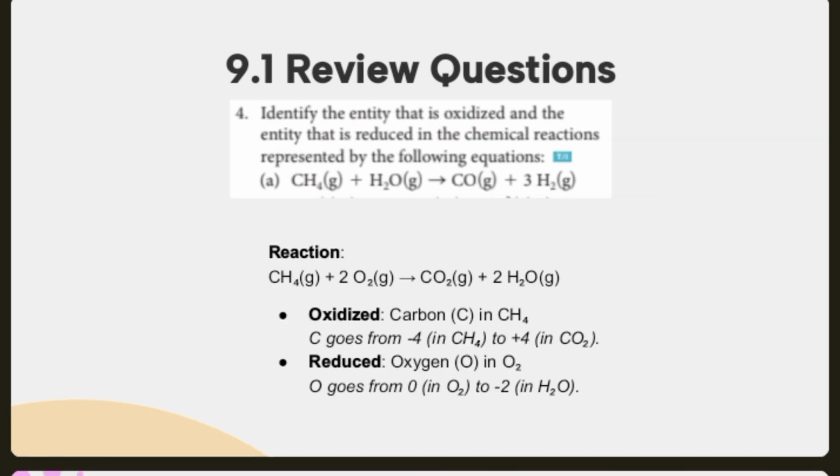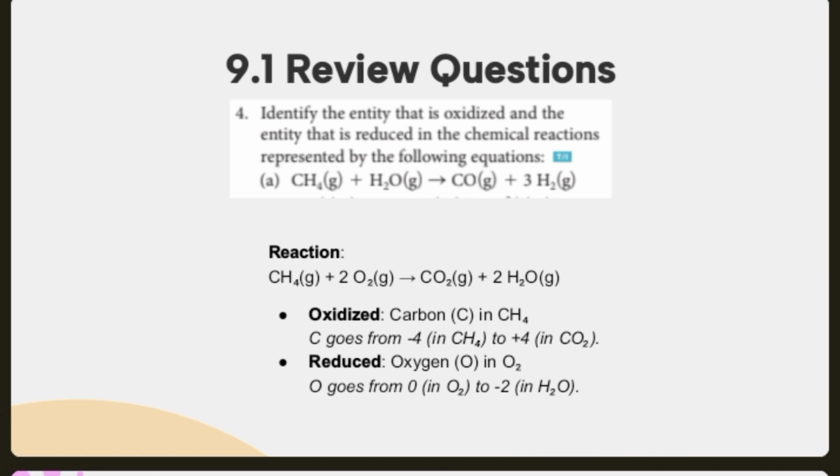Alright, let's try to do the same with this question as well. This is another redox reaction. To identify which species is oxidized and which is reduced, we need to look at the changes in oxidation numbers. First, oxidation, loss of electrons. In methane, CH4, the carbon C atom starts with an oxidation number of -4, since each hydrogen has an oxidation number of +1, and there are 4 hydrogens. After this reaction, carbon ends up in carbon dioxide, CO2, where its oxidation number is +4. Since carbon goes from -4 to +4, it loses electrons. This means carbon is oxidized.